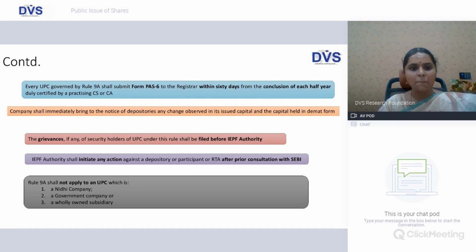These companies shall file Form PAS-6 within 60 days from the conclusion of the half year. So it starts effective this month. So for the 30th September half year, all the unlisted companies shall do this PAS-6 filing on or before 30th November, unless an extension is provided by MCA. And the company shall immediately bring to the notice of depositories any difference between the issued capital and the capital held in demat form. The grievances can be notified to the IEPF authority, Investor Education and Protection Fund, and IEPF shall initiate any action after prior consultation with SEBI. Exemption is granted from compliance of Rule 9A to Nidhi company, government company and wholly owned subsidiary company.